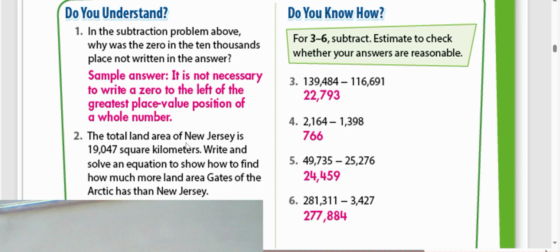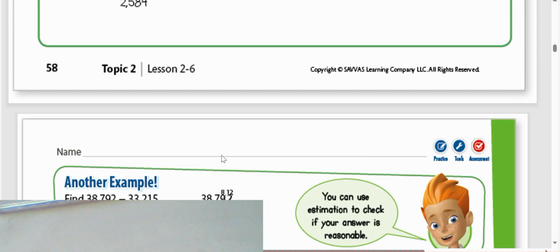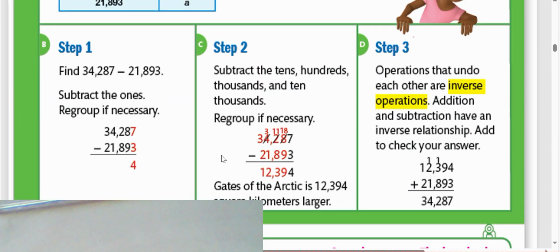The total land area of New Jersey is 19,447 square kilometers, right? And solve an equation to show how to find how much more land area Georgia has than New Jersey. Okay, we can find the difference between two numbers, like the last one. Like this, we can write the equation: 34,207 subtract 19,047. We can find the difference from the map. Look at the map here with me and find the difference between two numbers.